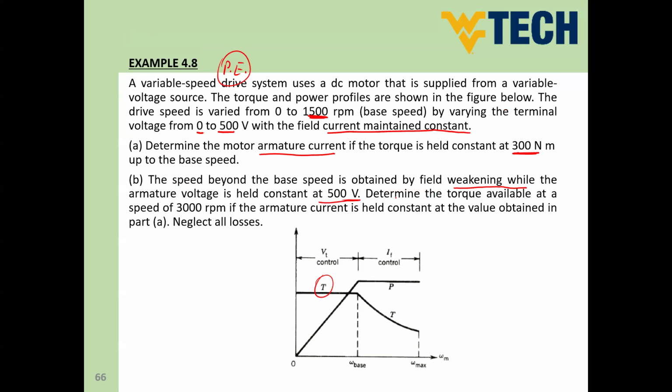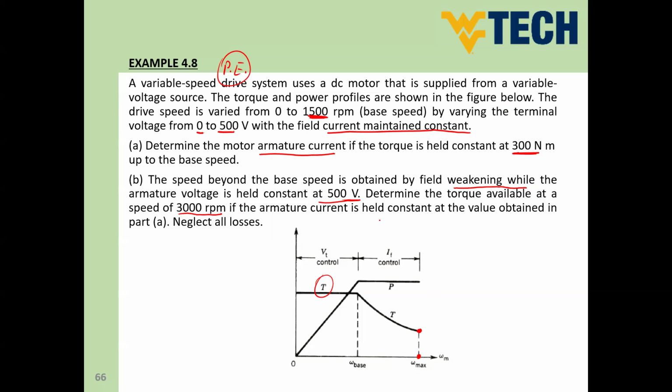What do we need here? Determine the torque available at the speed of 3000 RPM. So we will increase the speed to reach twice the no load speed. The question is, what is the torque we have at this instant here? Okay.